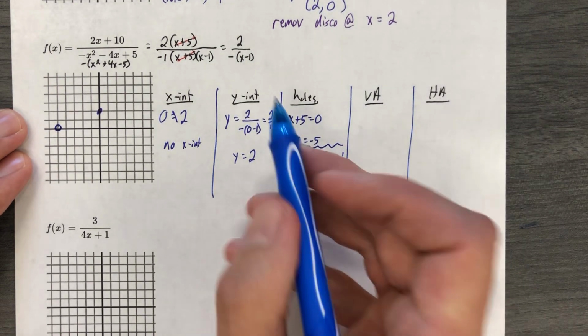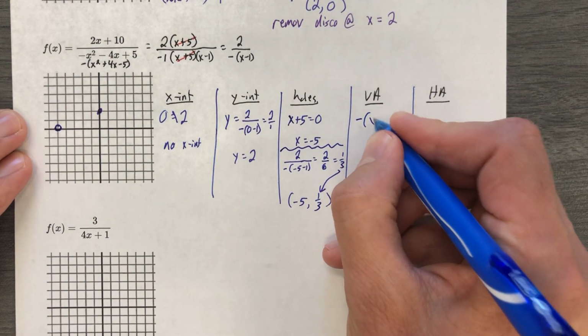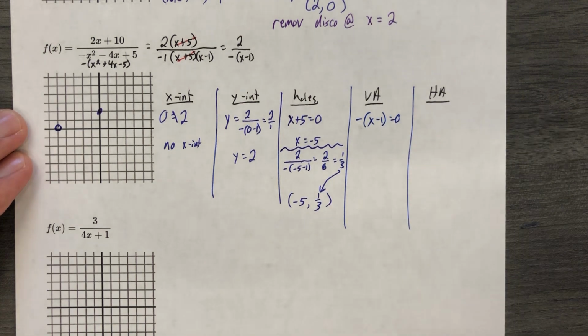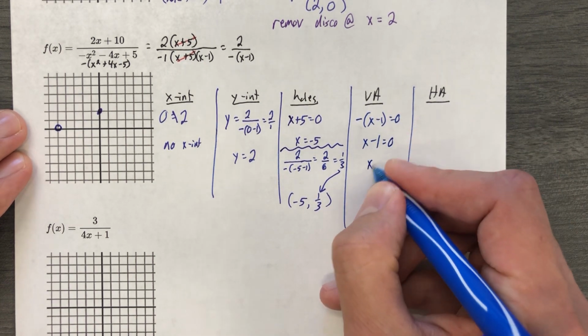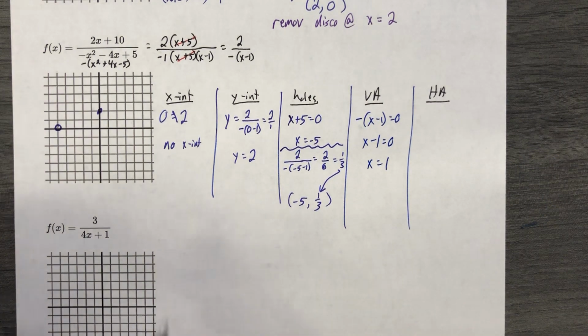Vertical asymptote is where your denominator equals 0, so negative, and then x minus 1 equals 0. We can divide by that negative 1 in the front. It gives us x minus 1 equals 0, so x equals 1. Let's draw that.